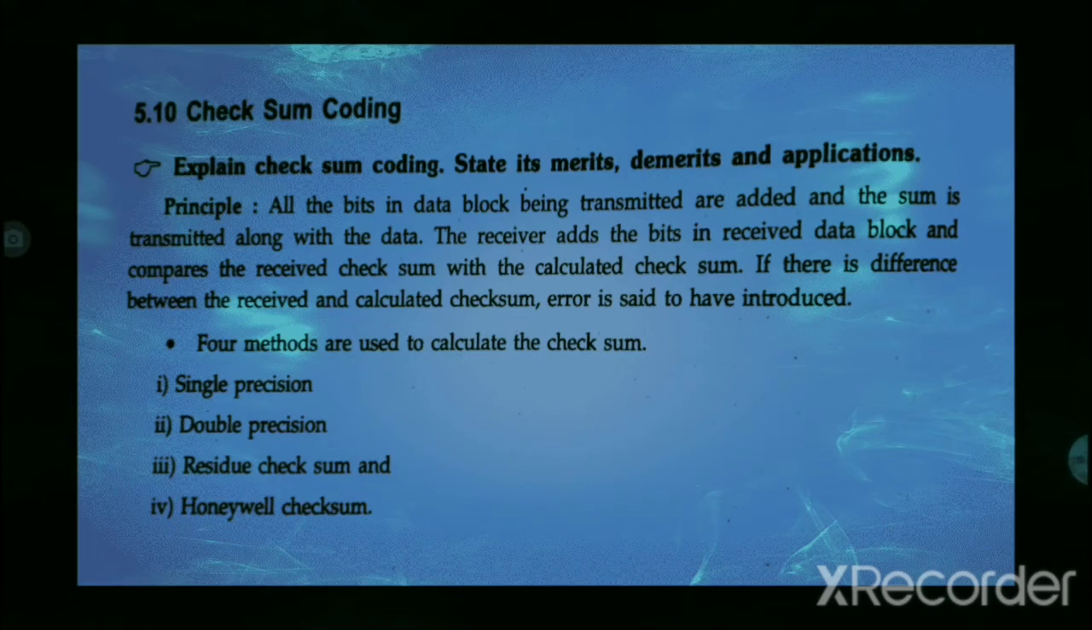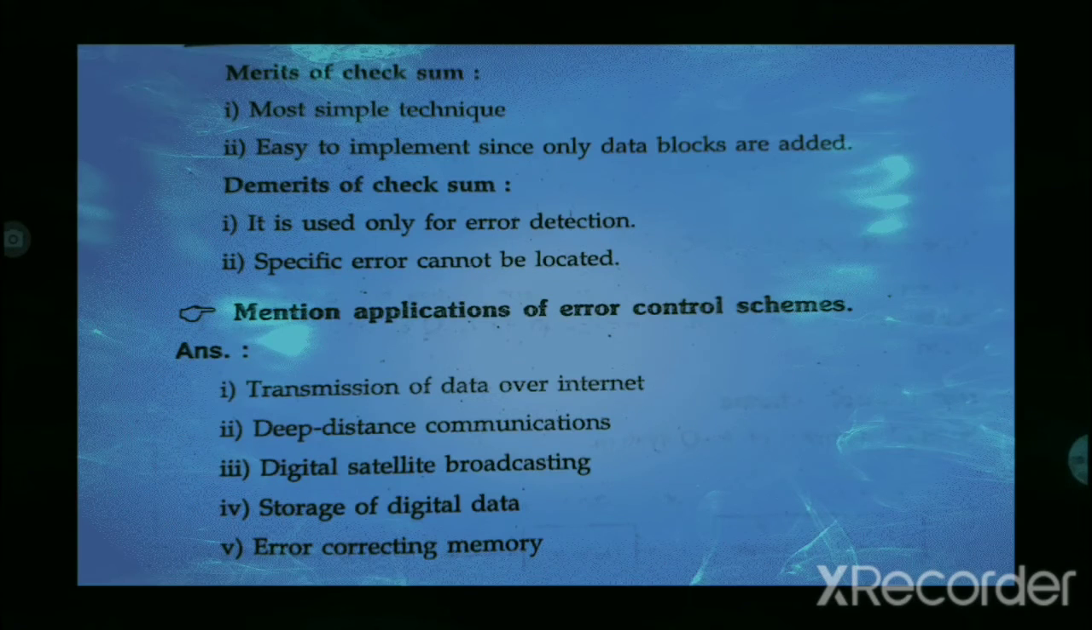Four methods are used to calculate the checksum. First one, single precision. Second one, double precision. Third one, residue checksum and fourth, Honeywell checksum. Merits of checksum: most simple technique. Second one, easy to implement since only data blocks are added. Demerits of checksum: it is used only for error detection. Second one, specific error cannot be located.